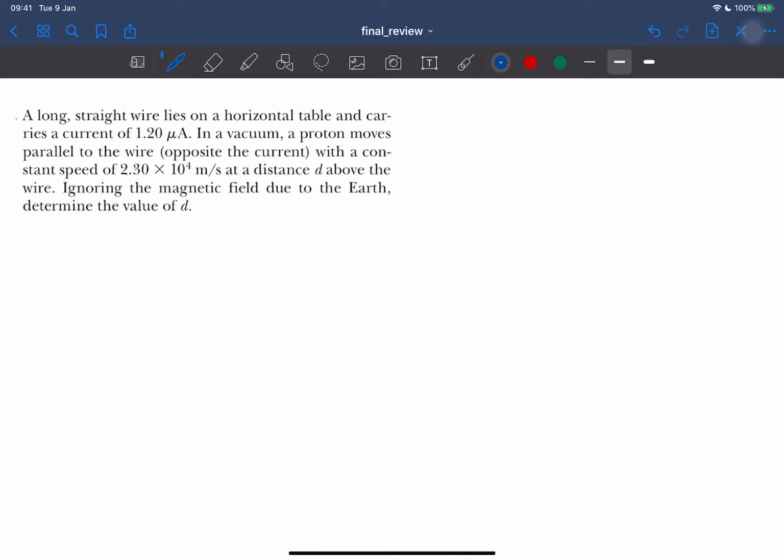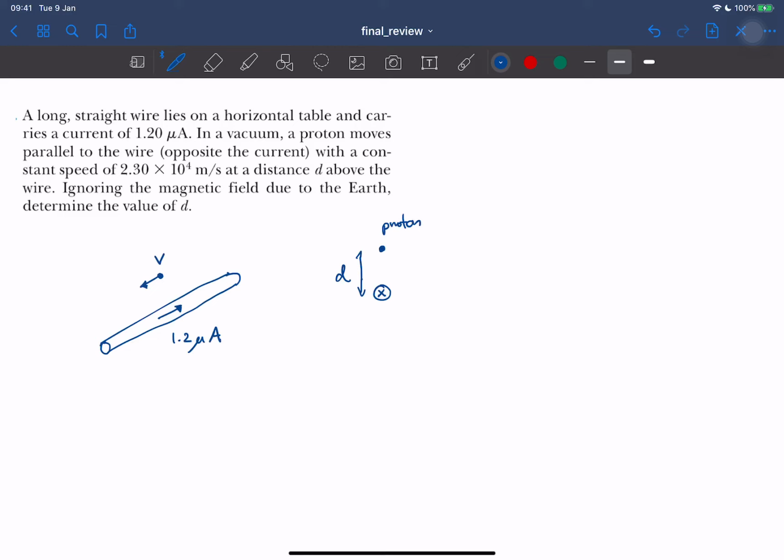So what is this? This one is a long straight wire on a horizontal table, and it carries a current of 1.2 microamps. And we have a proton which is above the wire, and it's going in the opposite direction. So in the side view, you're going to have the wire going this way, and the proton is above the wire, and this is distance d.